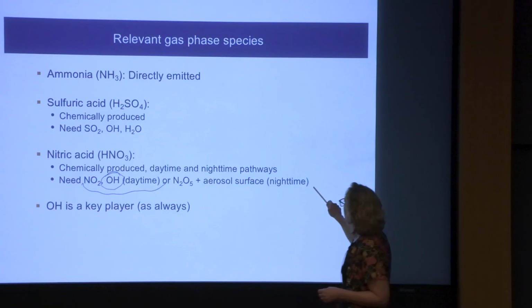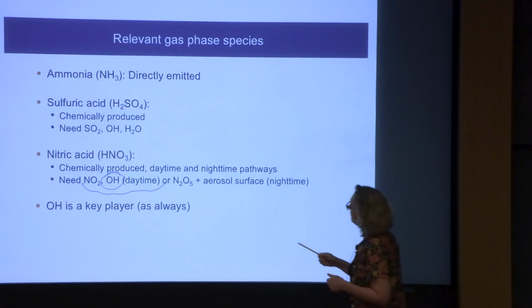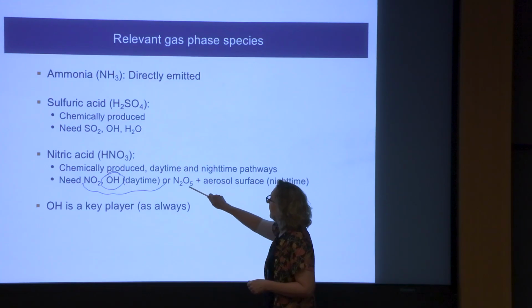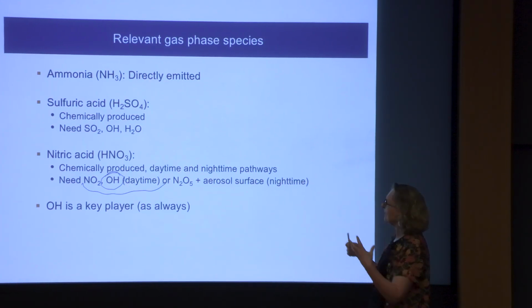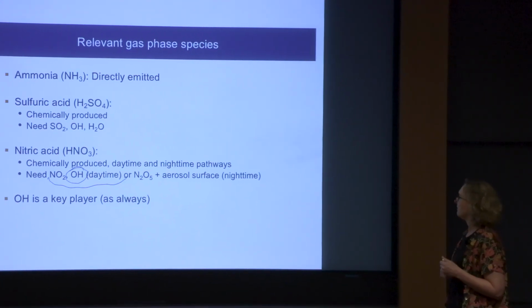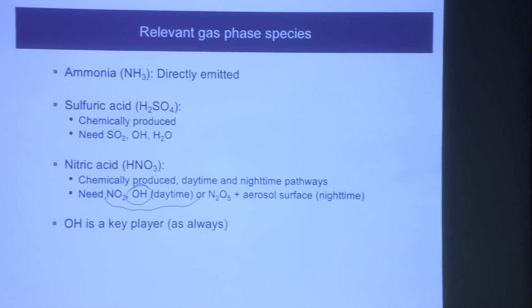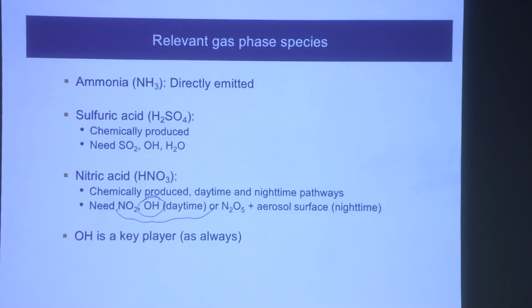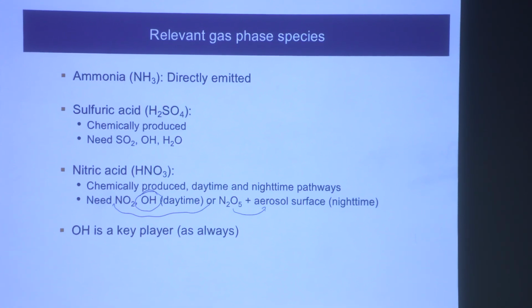During the nighttime, there is another interesting reaction that can happen that involves the molecule called N2O5. And so that reacts on aerosol surfaces or inside the aerosol and also produces HNO3. So yeah, and that would be an example for a heterogeneous reaction, right? Because it involves an aerosol surface.